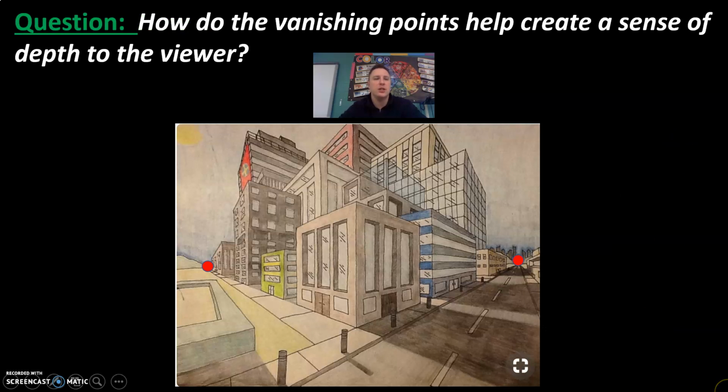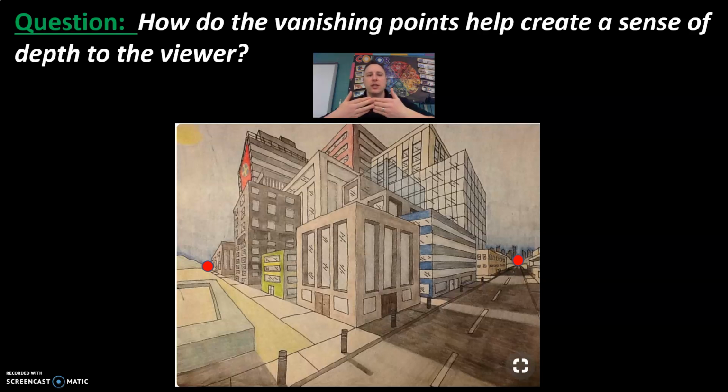And the follow-up question, the second question in your entrance ticket, is how do the vanishing points help create a sense of depth to the viewer? This is important on understanding of not only what the vanishing points are, but why they're even there in the first place. And if you recall from the last class, we talked about depth, and depth is the distance from near to far.